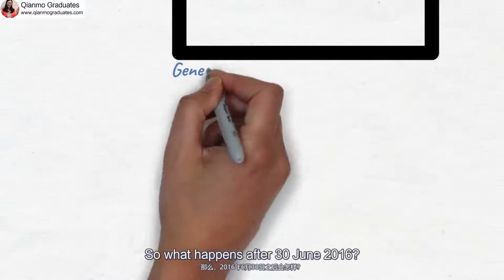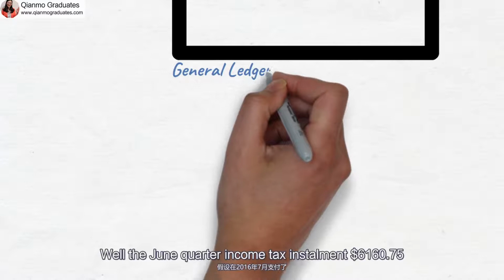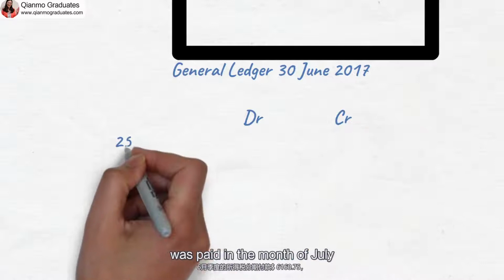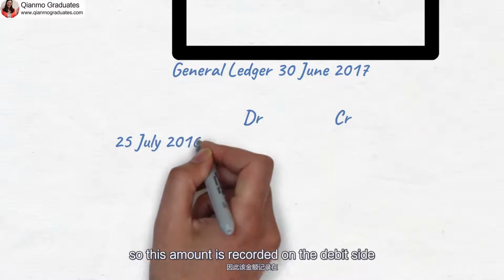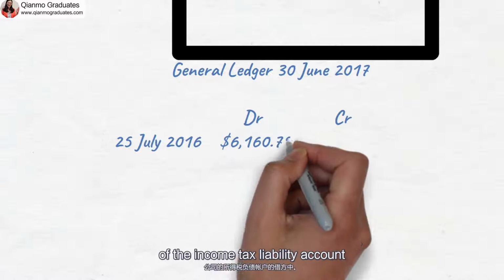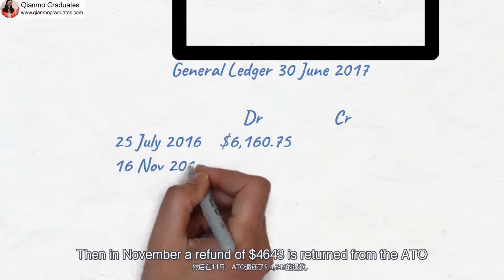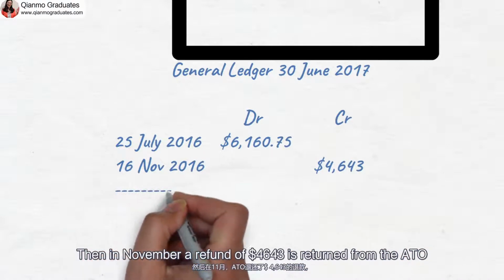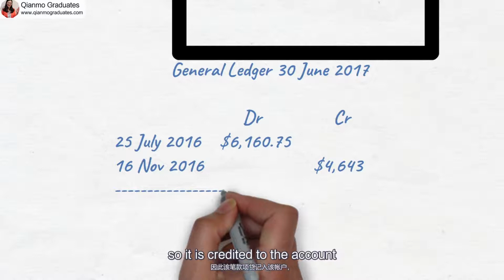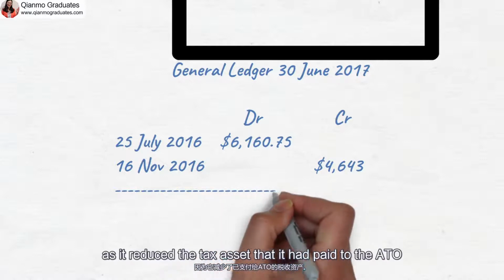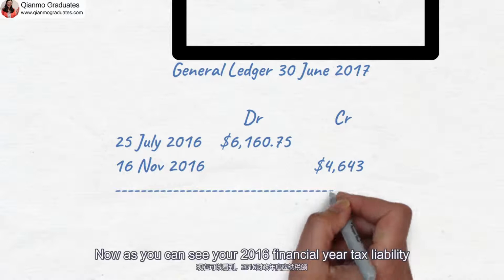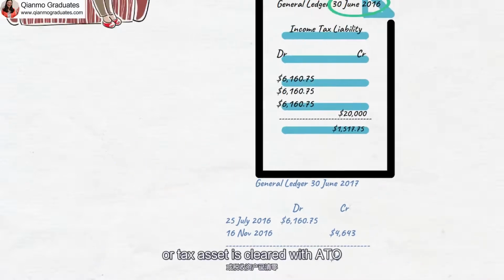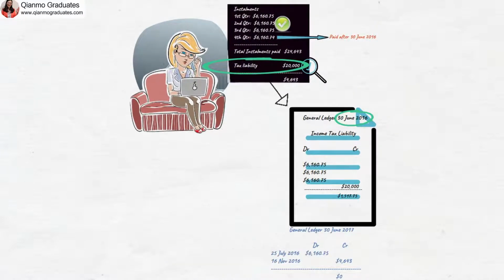So what happens after 30th June 2016? Well, the June quarter income tax installment, $6,160, was paid in the month of July. So this amount is recorded on the debit side of the income tax liability account. Then, in November, a refund of $4,643 is returned from the ATO. So it is credited to the account as it reduced the tax asset that it had paid to the ATO. Now, as we can see, the 2016 financial year tax liability or tax asset is cleared with the ATO.